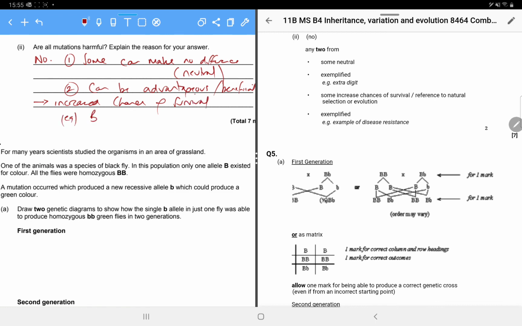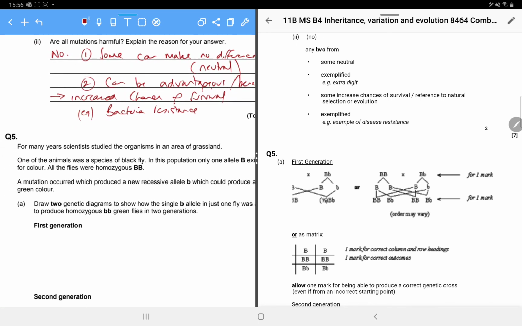for example, bacteria resistance. I like the fact that the board on the right hand side have given us a mark if we choose to give an example. So if you know an example in an exam question, this is the type of thing that the board are telling you, get it in and you could get a mark. So that's questions 1 to 4 on our October half-term work.